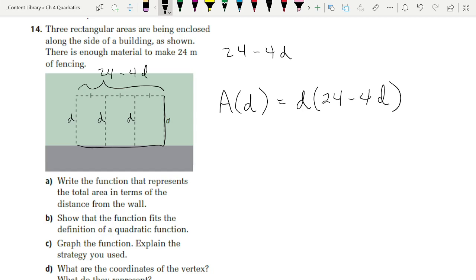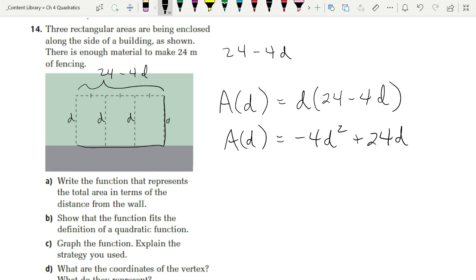And that's actually good. That is an equation. It's good to go. It's in function notation too, because it did want a function. But I have a feeling my answer key, because I peeked at it already, is going to want this in standard form. So multiply that out, and this is the way they give the answer. They give it as negative 4D squared plus 24D. And there's A. Now, how do I know that this is a quadratic function? Well, because its biggest power is a squared.